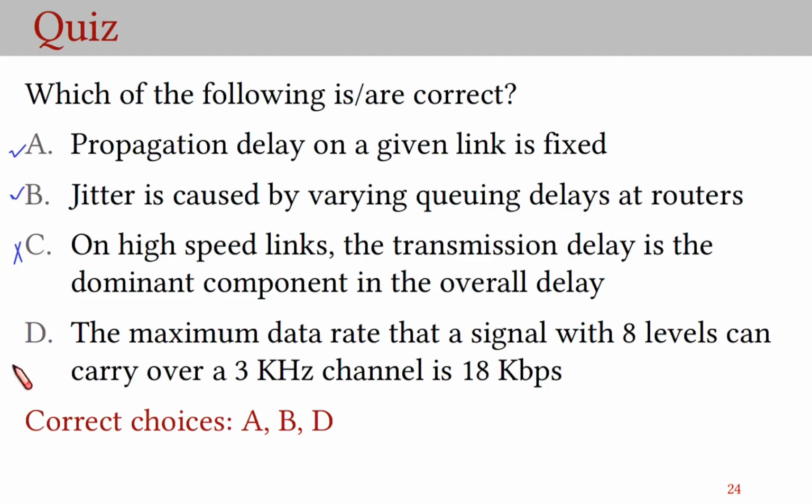D is also correct. We can see that by applying Nyquist formula. So Nyquist formula says that the maximum rate is given by 2 times bandwidth, which is 3 times 10 to the power 3 Hertz, times log base 2 of 8, that is 3. So that is 2 times 3 times 3 times 10 to the power 3 bits per second, and that is 18 kilobits per second.